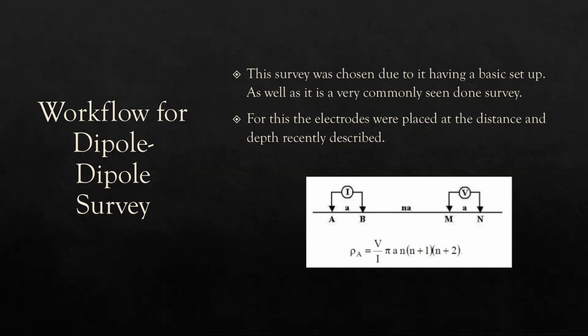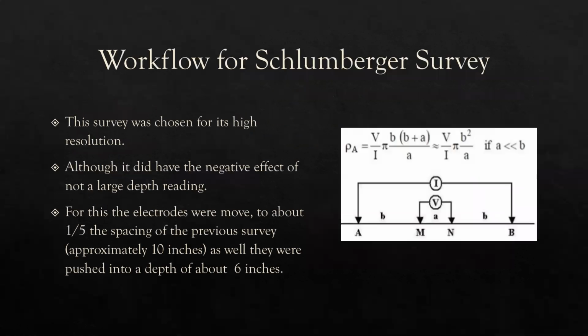The previous slide showed how I set up my wires and my electrodes. So it was at the 1 meter distance, 5 inches deep. This is a really interesting picture. It has this equation which shows why you're using the distance you are, and it shows A to B and M to N, and how the different currents will go through.